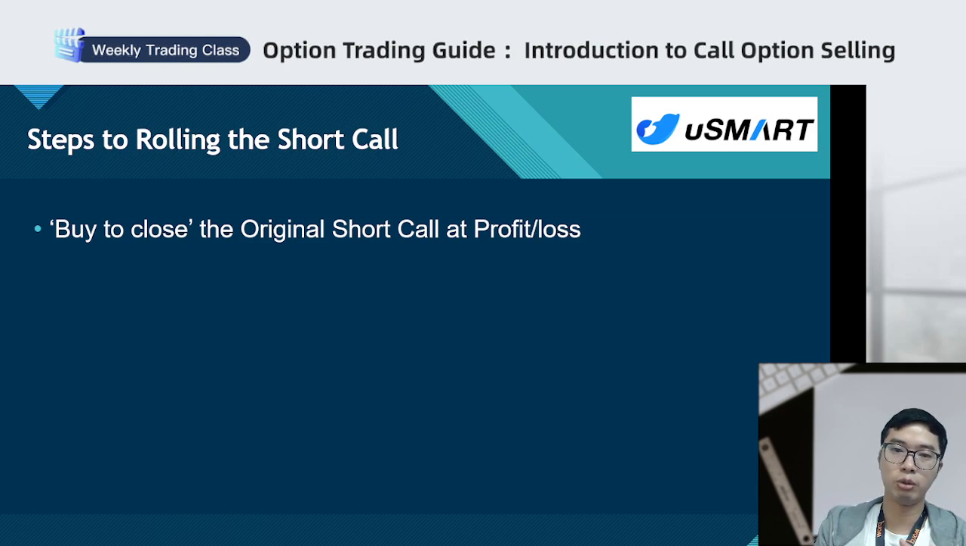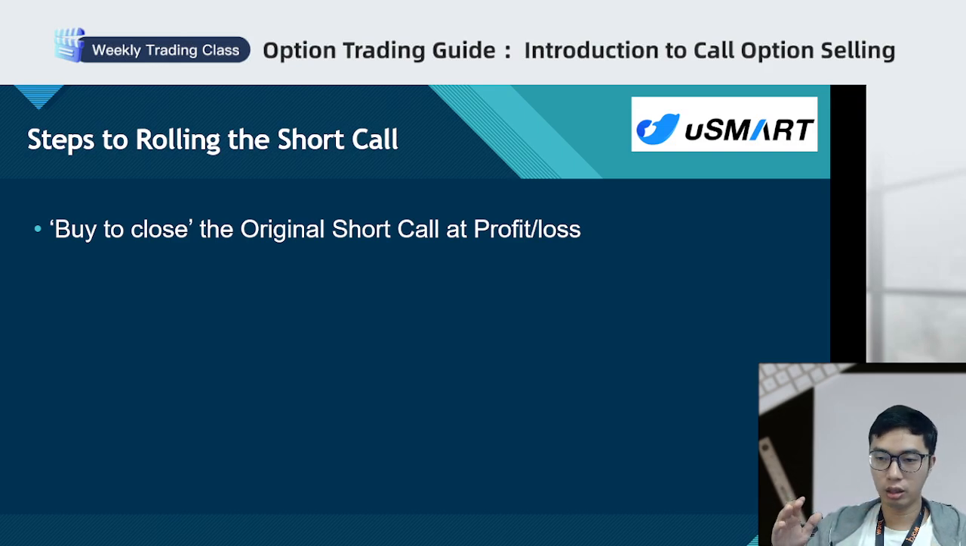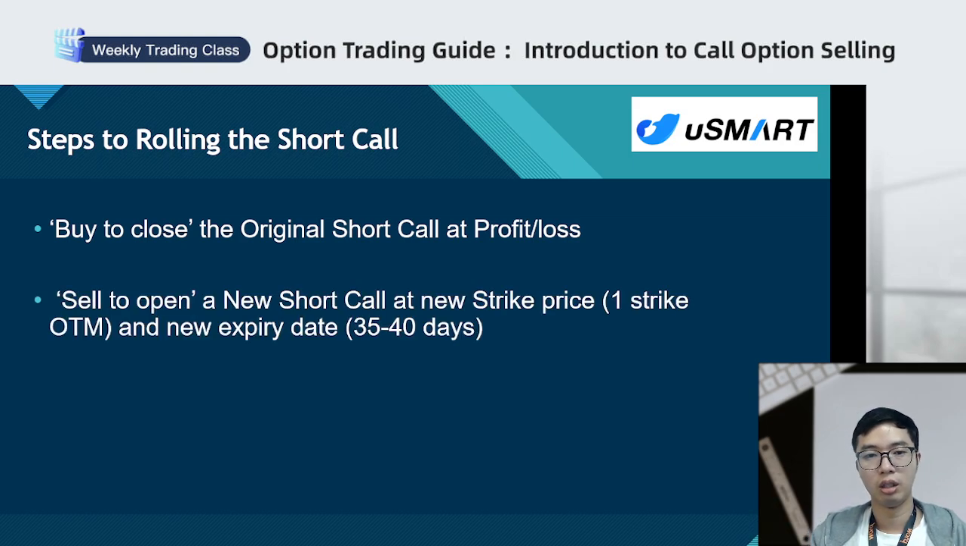The steps to roll the short call are: buy to close the original short one, because we don't want to wait for the market to expire, and we are not sure if we'll get exercised or not, and the price is very near the strike price. So we can close and open another short call with a longer expiration. Then we buy to close again, and sell to open again a new short call, and we keep repeating it based on the different scenarios.